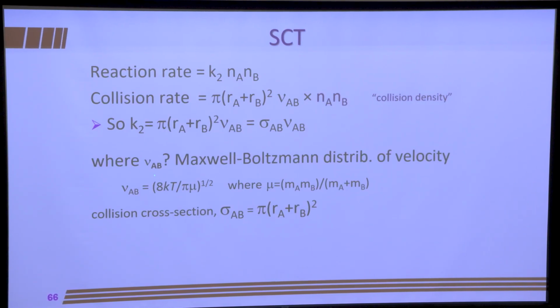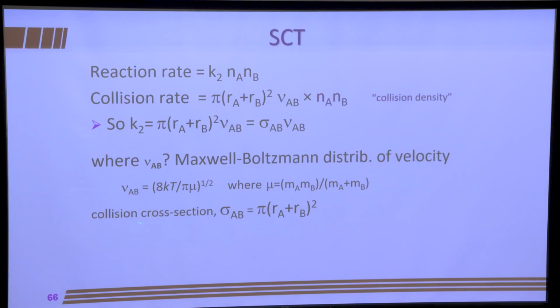So where do we get nu AB from? That comes from the Maxwell-Boltzmann distribution of velocity. nu AB is defined as equal to the square root of 8kT over pi mu. So the rate at which A and B collide, that's speed, is directly proportional to temperature and inversely proportional to the reduced mass. So the heavier they are, the slower they'll be traveling, and the higher the temperature, the faster they'll be traveling, which makes sense.